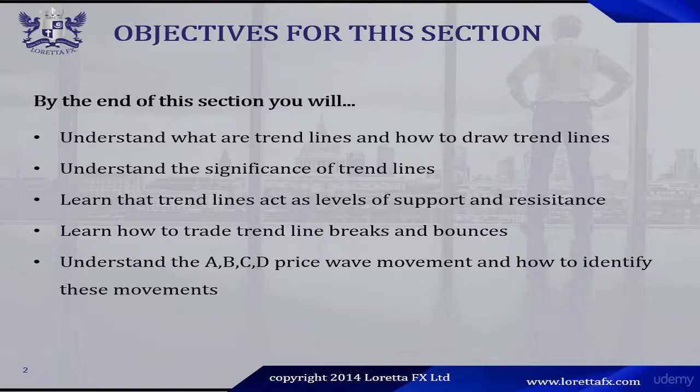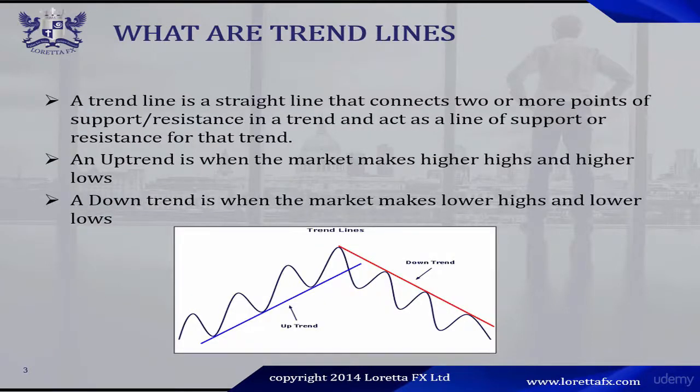So let's go. Now, a trend line is a straight line that connects two or more points of support or resistance in a trend, and it acts as a line of support or a line of resistance for that trend. For example, these levels at the bottom of the market are what we call support. So we have support, support, support. These levels at the top of the market are what we call resistance. Resistance, resistance, resistance. A trend line connects levels of resistance and support.